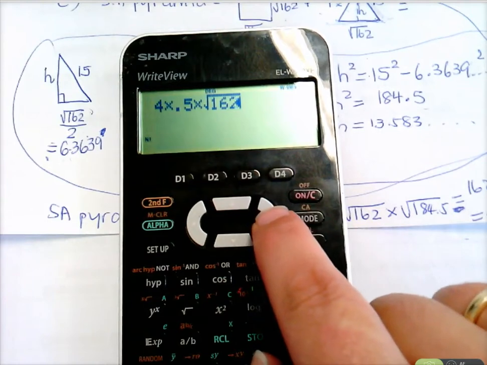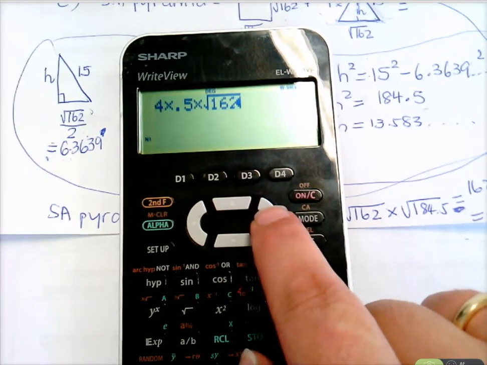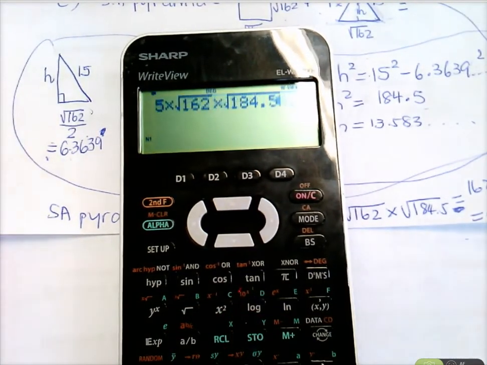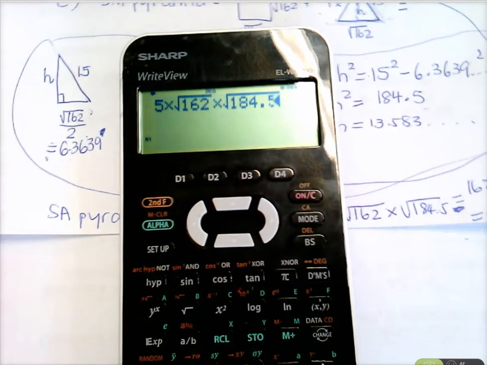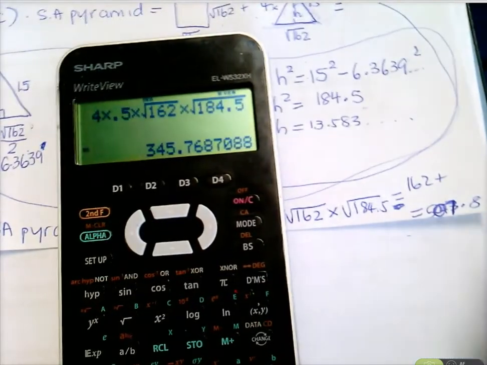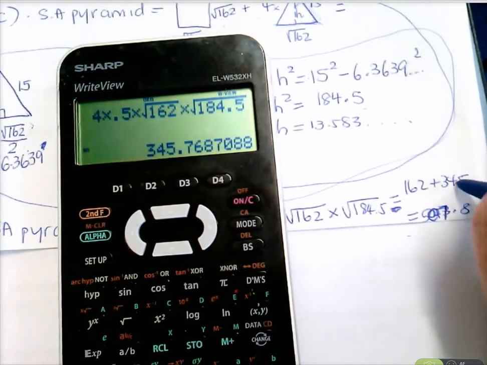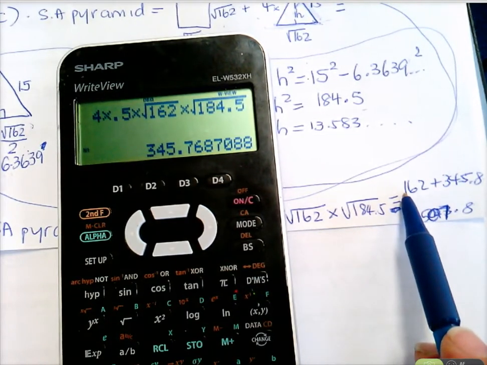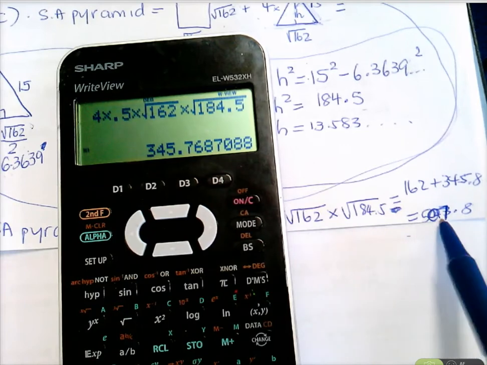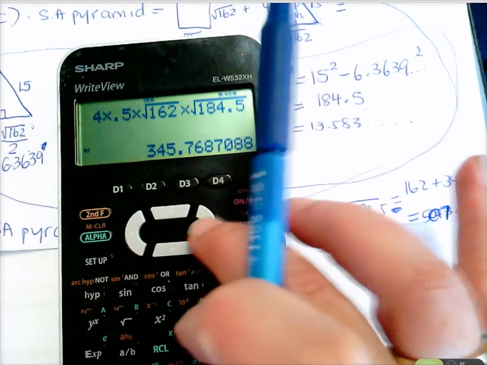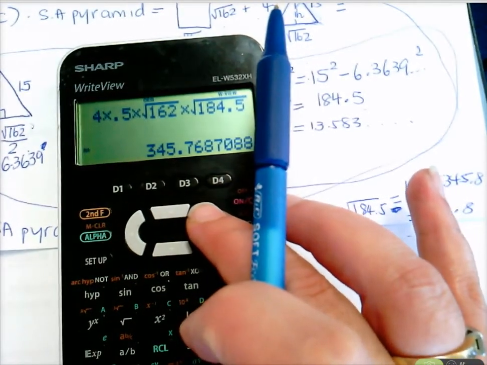Press this white arrow to get out from under the square root sign. Then go times. See? Square root of 184.5. Now that's correct. Otherwise, girls, the square root goes under the square root. And that's why you're getting the answers wrong. So you get 345.77 for that bit. Plus the other one was 162 for the square root of 162 times square root of 162, which gives me 507.8. But please, you need to use these arrow buttons to get out from under the square root.